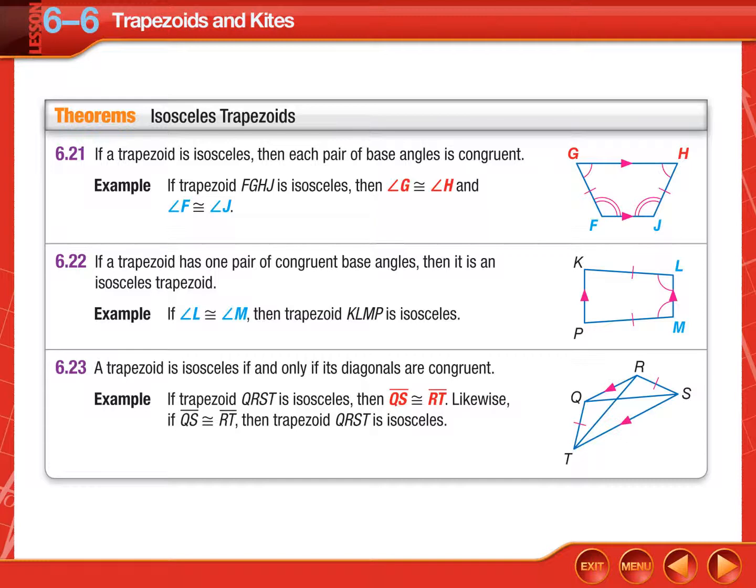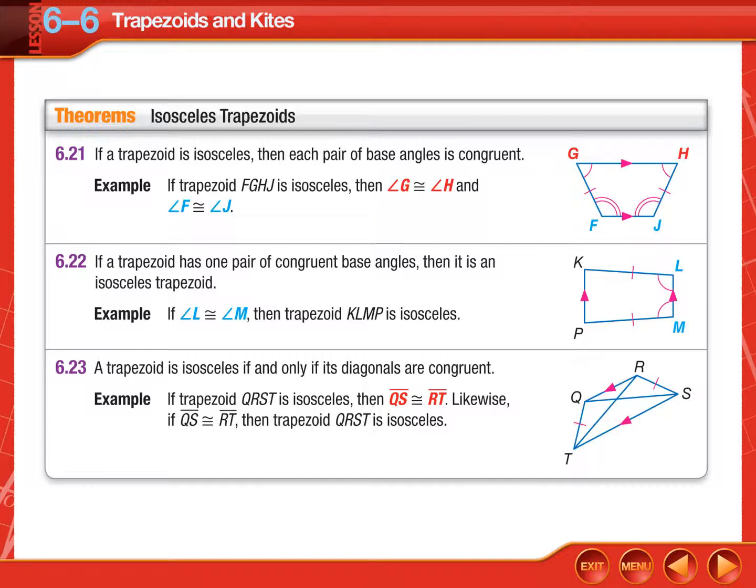Okay, so if it has two pairs of parallel sides, it would be considered a parallelogram. One pair of parallel sides, a trapezoid. No parallel sides would be considered a kite. So these three theorems talk about, hey, if we've discovered that it's a trapezoid, what would make it isosceles? Same thing as with an isosceles triangle, it has a pair of congruent sides, and those sides are called legs. And then the angles that are opposite of those legs are going to be your bases.